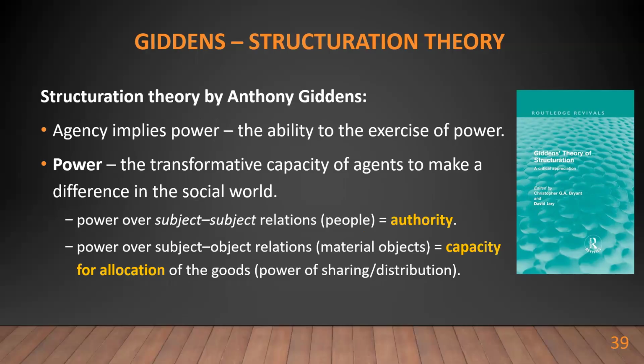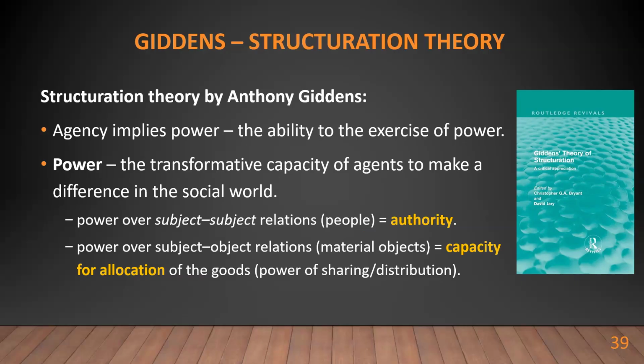So agency implies the power. And power means ability to exercise certain control over resources. Now, power is transformative capacity of the agents to make that difference in the social world. And you can have two types of power. One is the power over subject-subject relations. That is, you're the subject and the other person is the subject. So between you, there's a subject-subject relationship. And that is called authority.